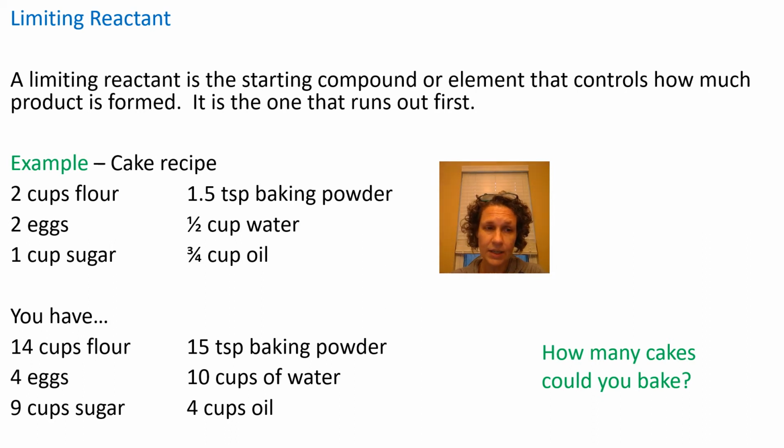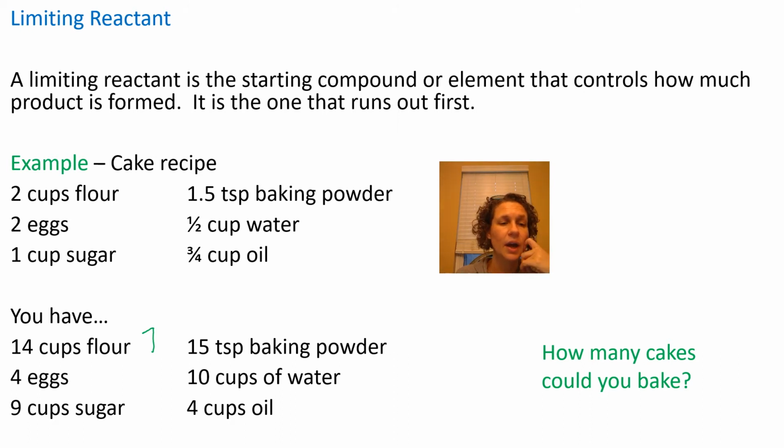And so I have just kind of an easy visual on this page. If you're making a cake, here's the recipe, exactly what you need. Don't try this recipe because I just made it up, so it's probably not any good. But 2 cups flour, 2 eggs, 1 cup of sugar, 1.5 tablespoons baking powder, 1/2 cup water, 3/4 cup oil. And so you go to your pantry, you go into your fridge, and you have this much stuff. So the question is, how many cakes could you bake from what you have? If I'm just looking at flour and thinking I have plenty of everything else, if I only need 2 cups and I have 14, then I know I could make 7 cakes from just that part of the recipe.